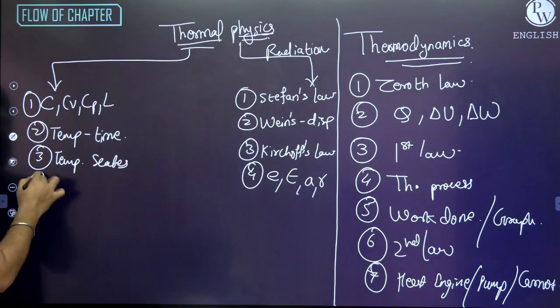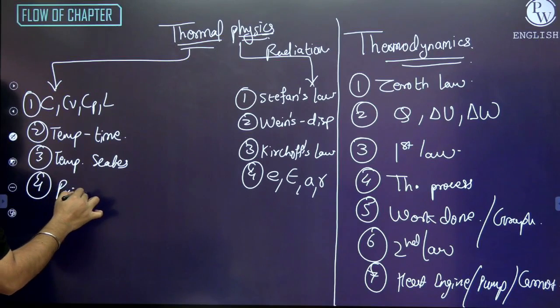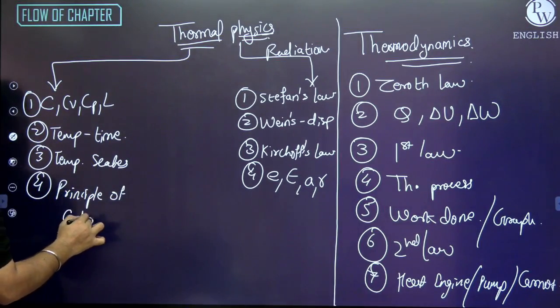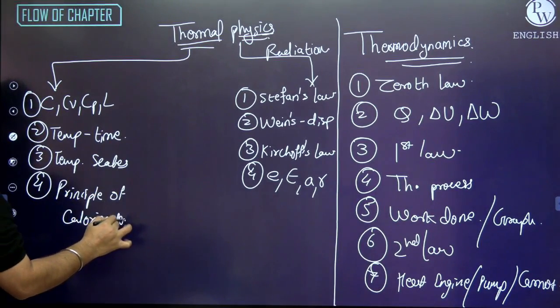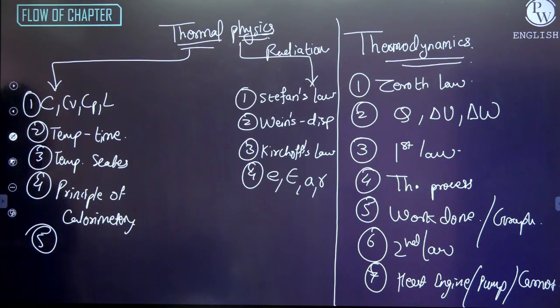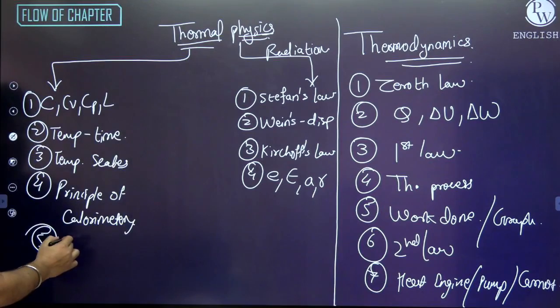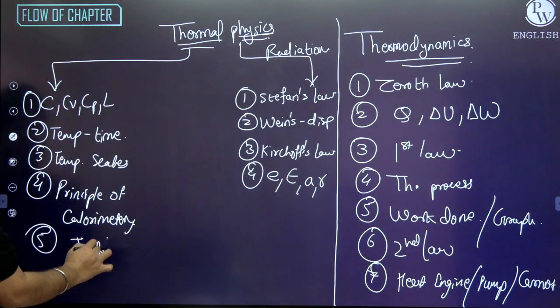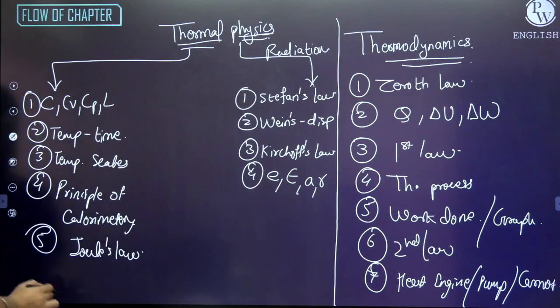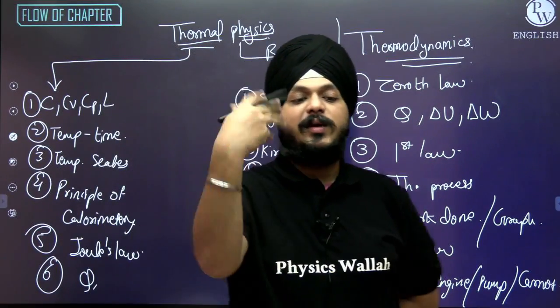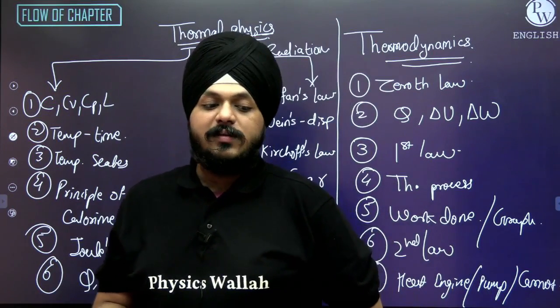The most important thing from the competitive examinations point of view is the principle of calorimetry: heat loss is equal to heat gain. All of these things we used to see. Principle of calorimetry, Joule's law and everything. What is the heat supply Q? How much heat is needed to increase the temperature of the substance by that much.